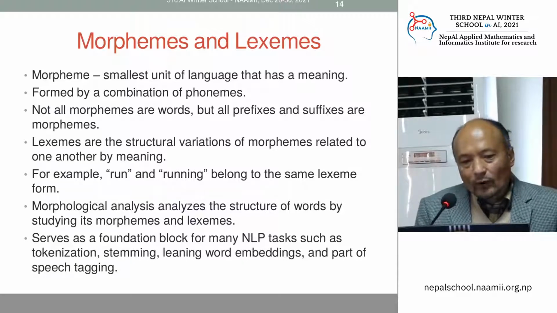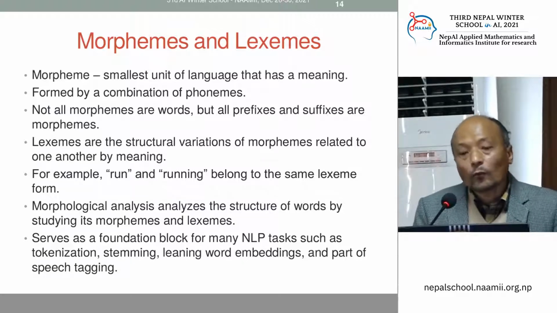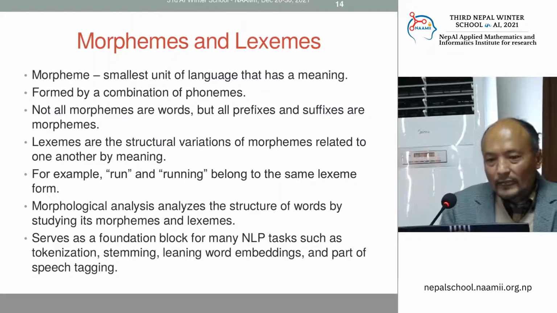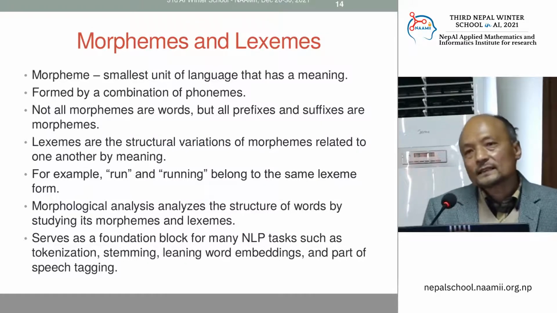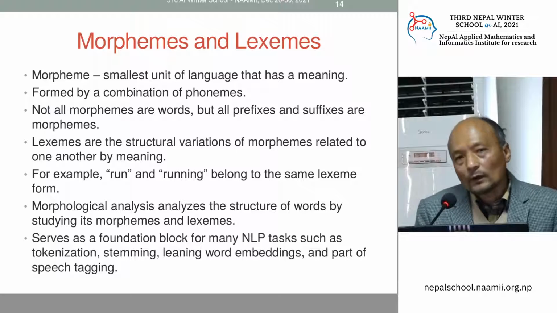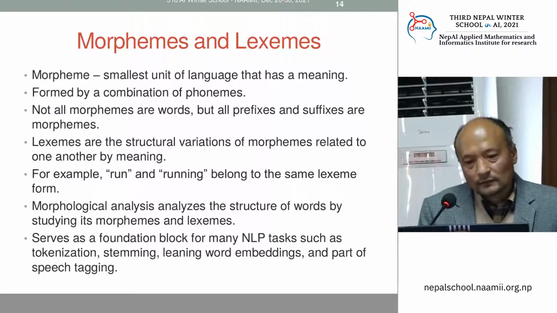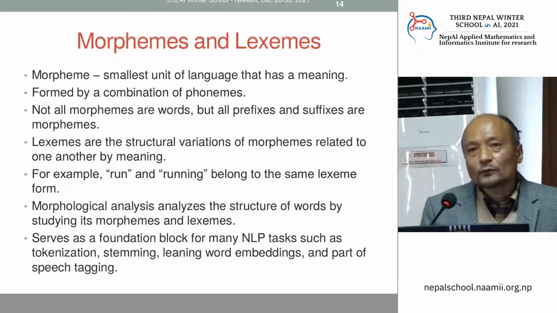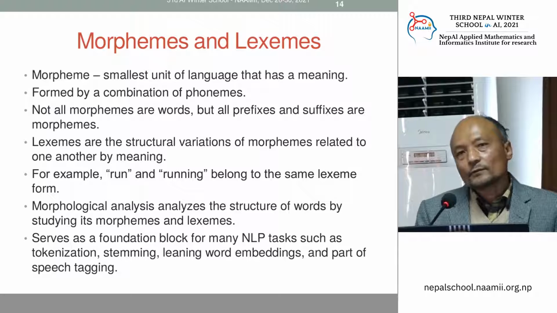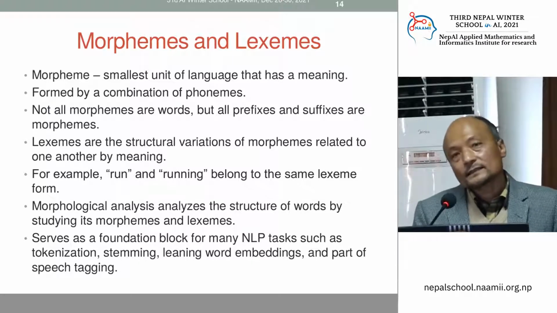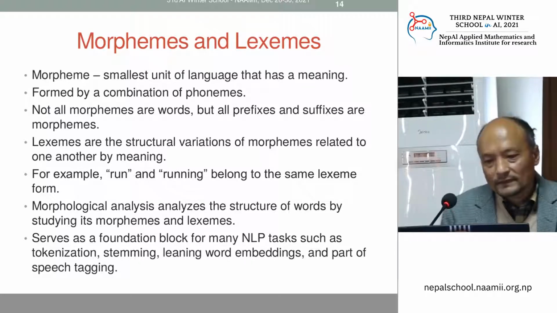All right, so the morphemes are formed by a combination of phonemes. And we have these prefixes, which come in front of the word, whereas suffixes come after the word. We also have infixes, which come within the word, and circumfixes and so on. Together these are known as affixes as well. So affixes could be prefixes, suffixes, infixes, and circumfixes.